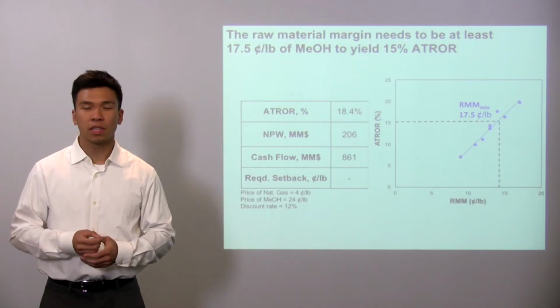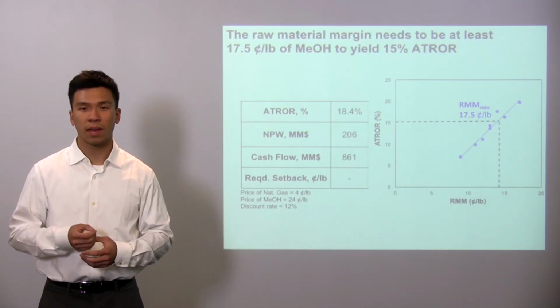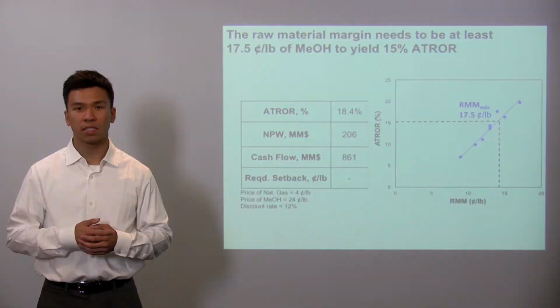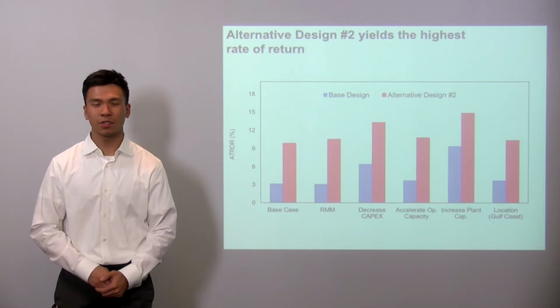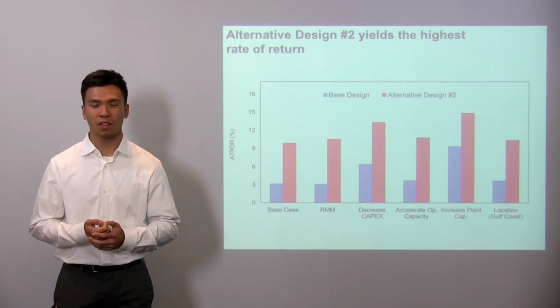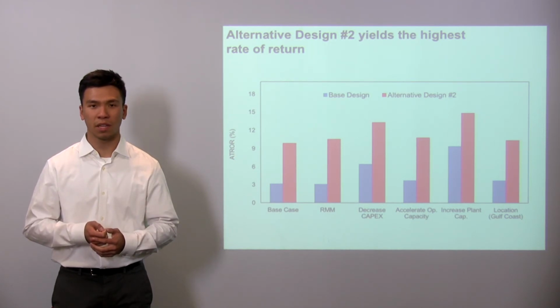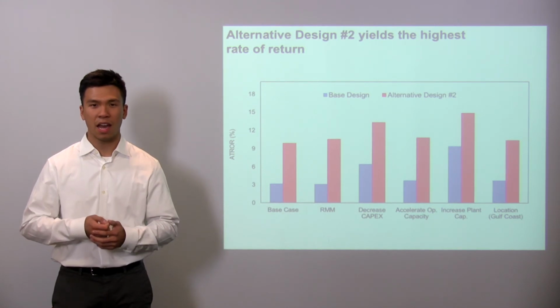It is important to note that the price of methanol was 24 cents per pound at its peak in 2008. This has only happened one time over the past decade. In addition to running economic sensitivity tests on the raw material margin, we also considered 4 different sensitivity analyses. The first one includes decreasing the capital cost of our plant by 20%. The second one is accelerating our operating capacity after the first 3 years of construction.